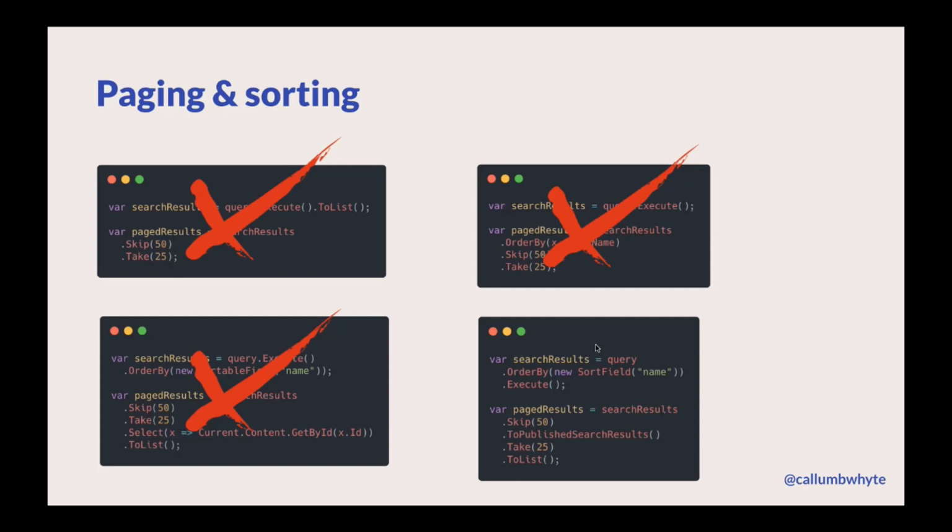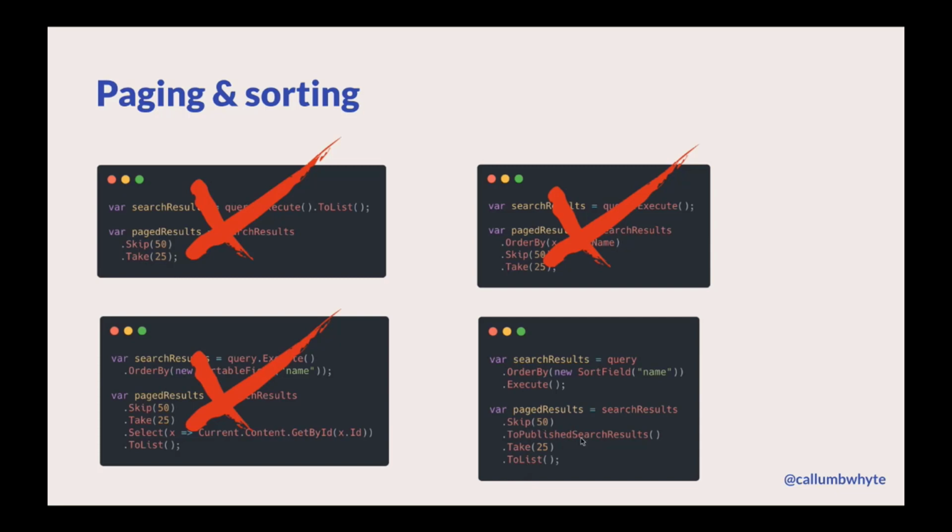This is kind of the recommended way to do it. So you do your query, you do your order before you actually execute the query, then you'd execute it. You can then skip over it, and we'll talk about why that's important. Here, I'm then going to go and get the published search results first. Then I'm going to take the amount that I want, and then I'm going to toList it.